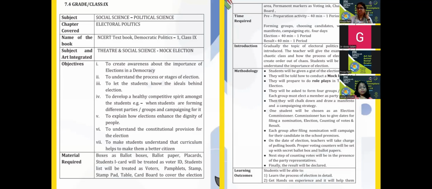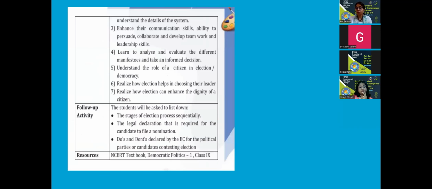These are a few examples, and these lesson plans are already given by the CBSE. They are available on the CBSE portal, in the resource module. You can mention the subject, chapter covered, name of the book, and art integrated activities. These are the criteria: objectives, what material you require, time required, activities you have to plan, introduction, methodology, learning outcomes, the follow-up activity you are going to do, and the resources you are using.